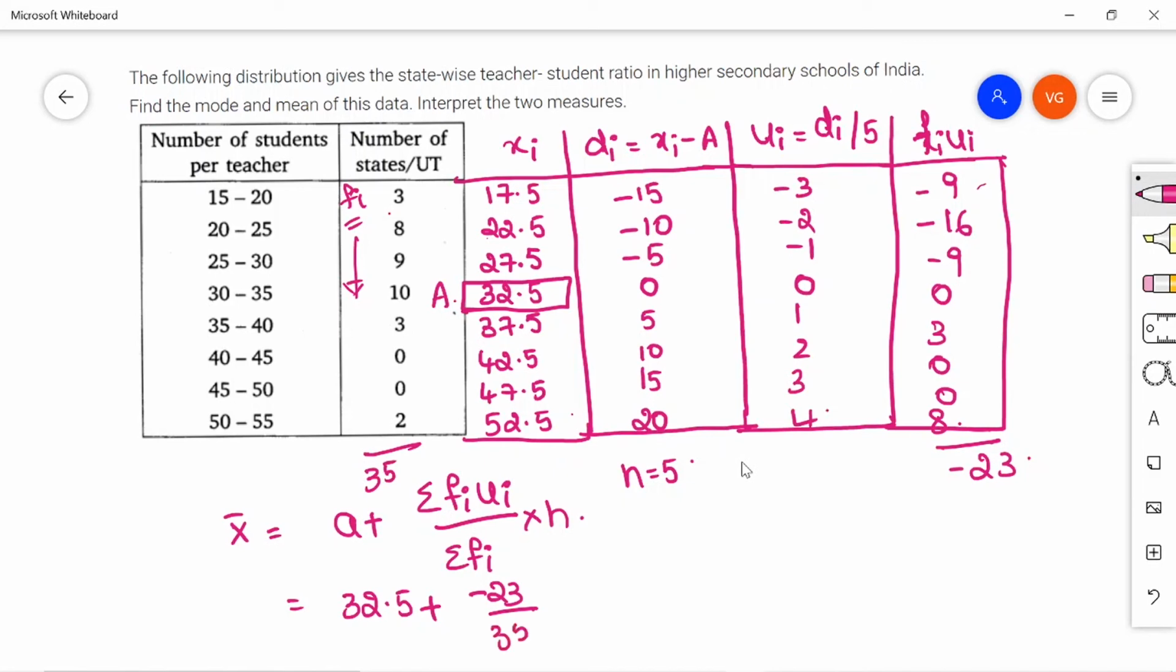So 35 into h is 5. So this will be 7 times. So 32.5 minus 23 by 7, it will be 3.28. So the mean of this data is 29.2. Means the average teacher student ratio is 29.2.